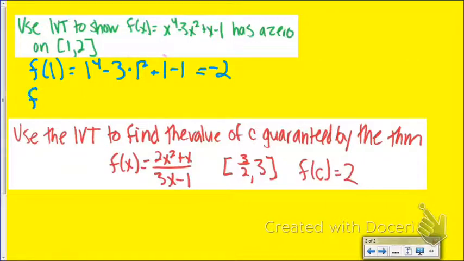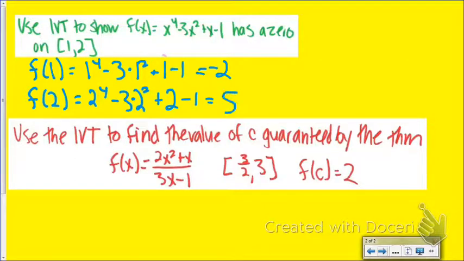Then I'm going to evaluate f of 2. That's going to give me 2 to the 4th minus 3 times 2 squared plus 2 minus 1. So that's going to be 16. 16 minus 12 is 4, plus 2 minus 1 is 5. What this tells me is I have a graph that goes through a point. I'll go ahead and draw a picture that goes with this. I have a graph that goes through the point 1, negative 2. And I have another point at 2, 5.